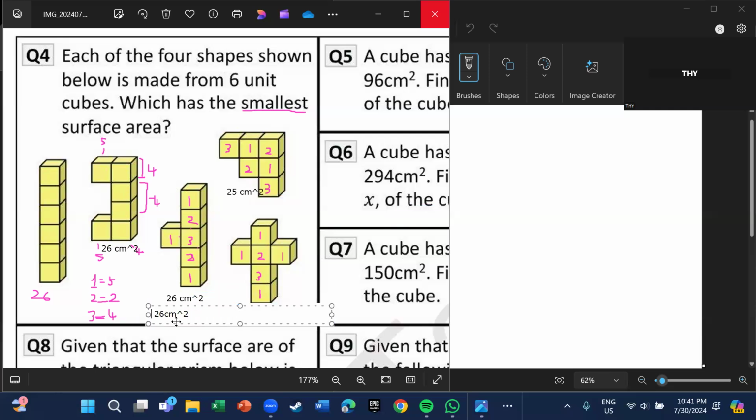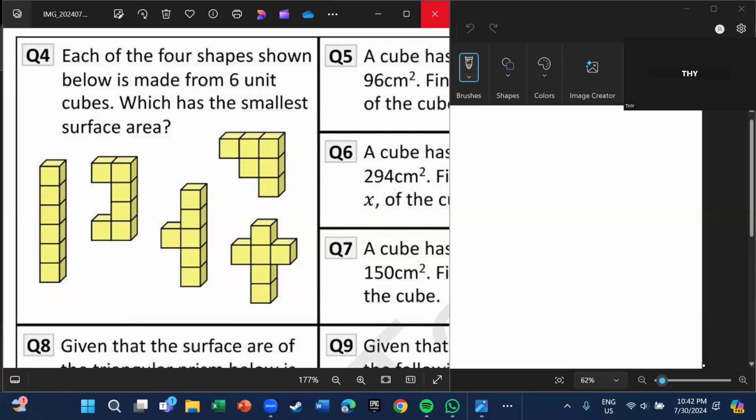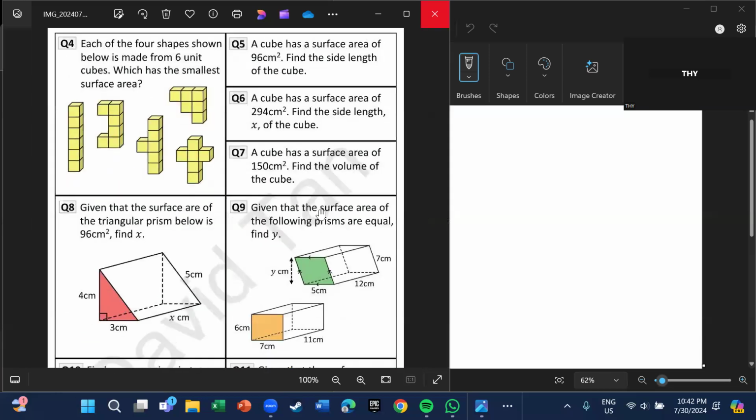So kudos, congratulations. I will clear all these and then move on to the next question. Hold on. Yep, so this is the answer, with 25 centimeters square.